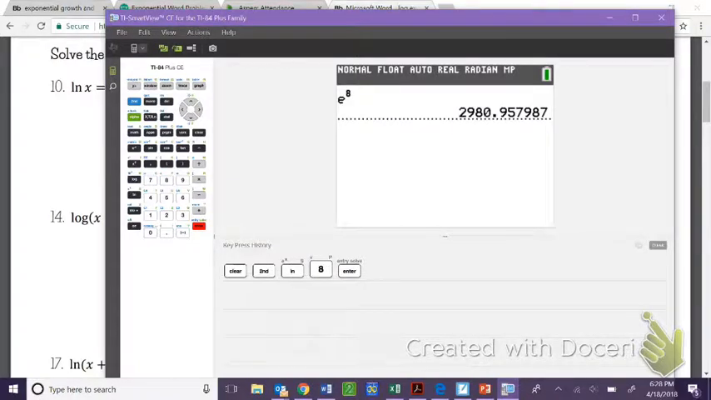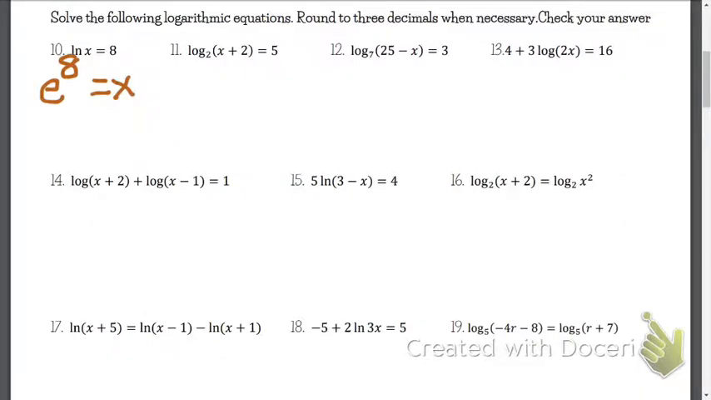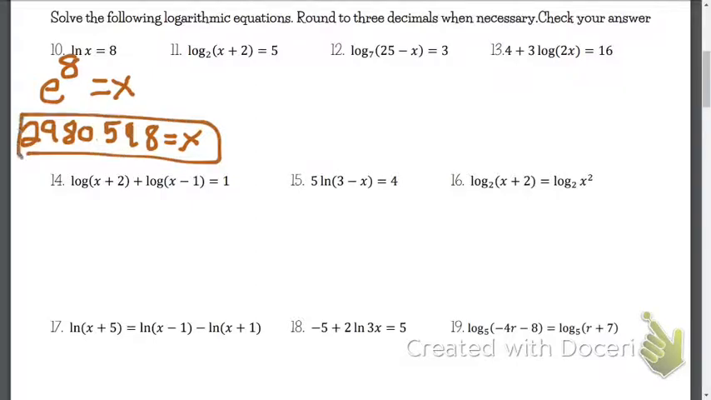2,980.958. I rounded that 7 up to 8, okay? So that's how you'd put e into the calculator. Second LN. All right. So 2,980.958 is equal to x. All right. That's my solution. Do I have to do anything else? No. That's it. All right.